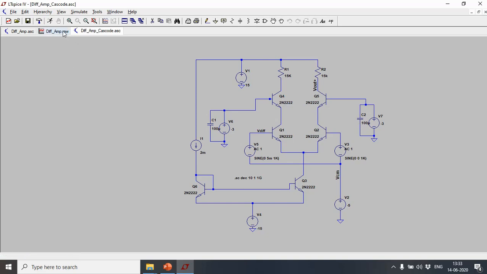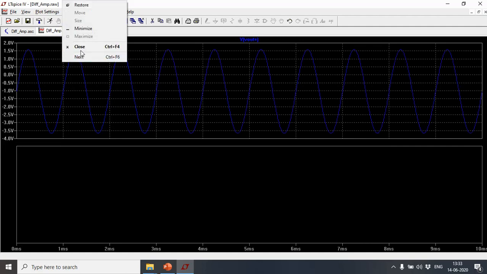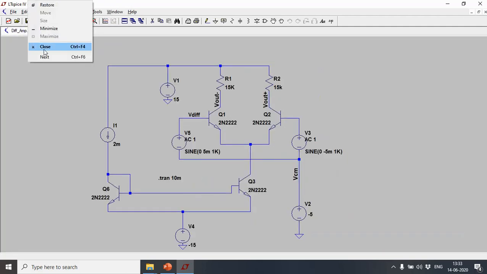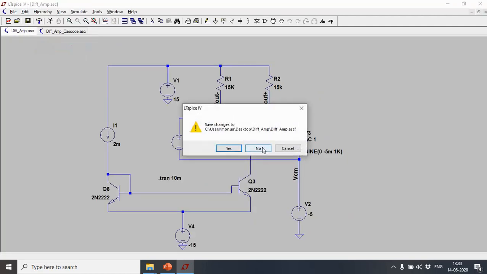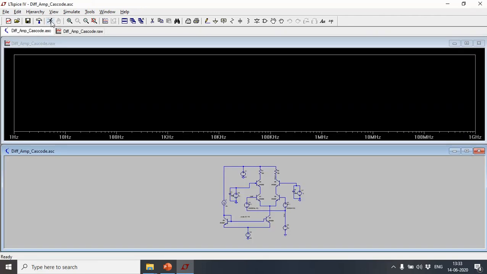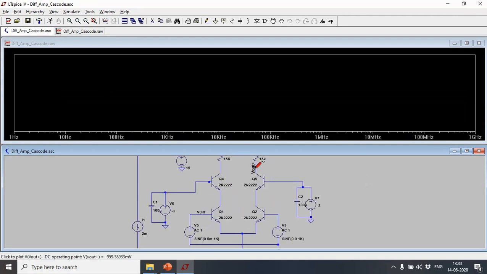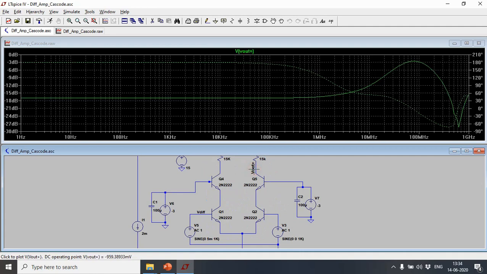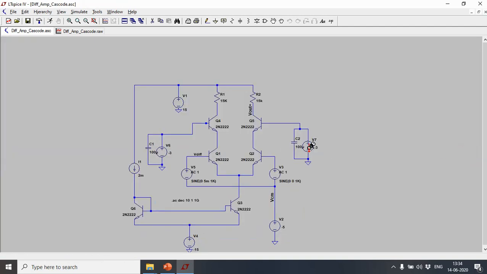So let me close these windows. Let me close this window. Okay, I can run this and plot this. So you see it's showing minus 16 dB gain. Okay, why is that so? Let me see why is that so.